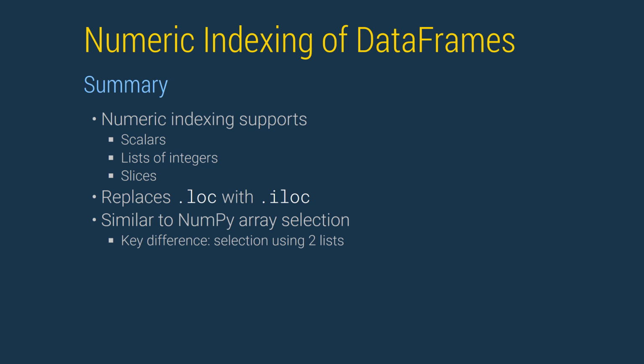Numeric selection in data frames is virtually identical to selection in NumPy arrays. Using iloc, elements can be selected using combinations of scalar integers, lists of integers, or slices. The most important difference occurs when selecting blocks of a data frame using two lists, which always selects all rows and columns in the two lists. This is equivalent to calling np.ix when using two lists to select a block in a NumPy array.